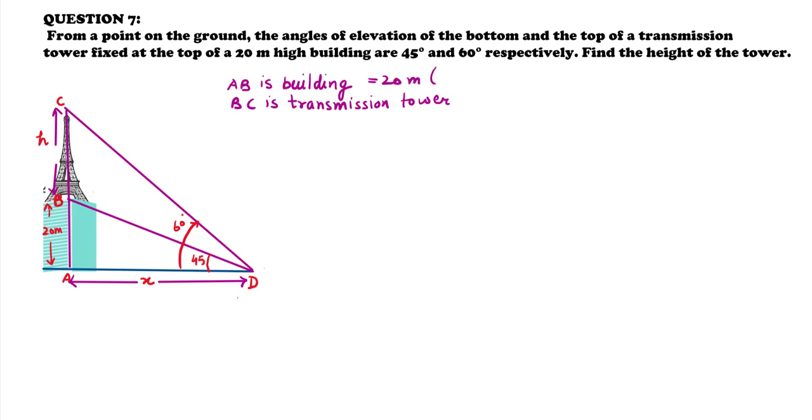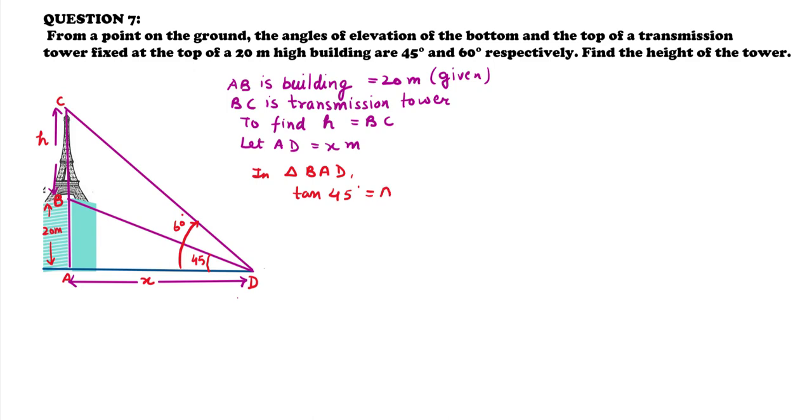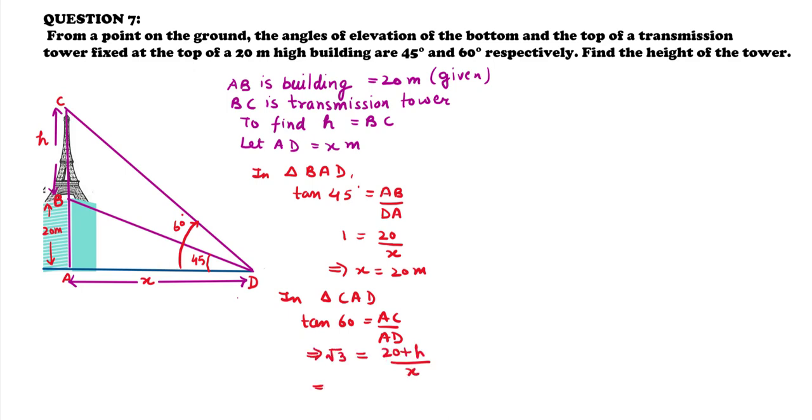So the value of AB is given, that is equal to 20 meter, and we are supposed to find H, that is equal to BC. So let AD be equal to X meter. Now in triangle BAD, tan 45 is equal to AB upon DA, and we know the value of tan 45 is 1. So 1 is equal to 20 upon X, that implies X is equal to 20 meter. So in triangle CAD, we have tan 60 is equal to AC upon AD. That implies root 3 is equal to (20 plus H) upon X. That implies X is equal to (20 plus H) upon root 3.